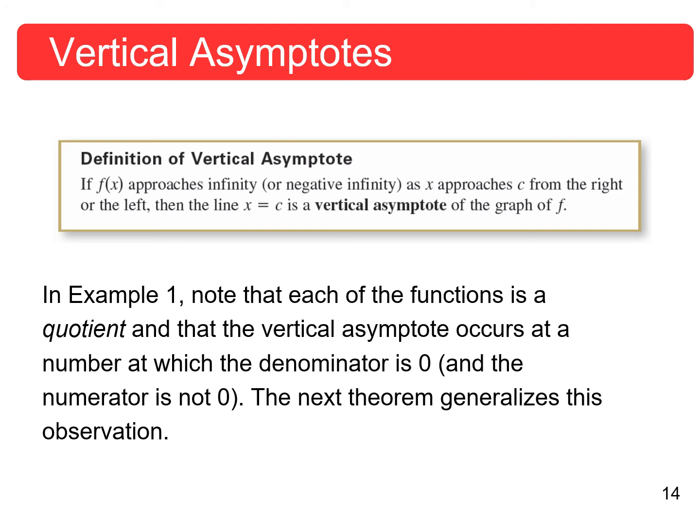Now let's give a formal definition of vertical asymptote. If f of x approaches infinity or negative infinity as x approaches c from the right or the left, then the line x equals c is a vertical asymptote of the graph of f. In example 1, note that each of the functions is a quotient and the vertical asymptote occurs at the number at which the denominator is 0. And the numerator, of course, is not 0.